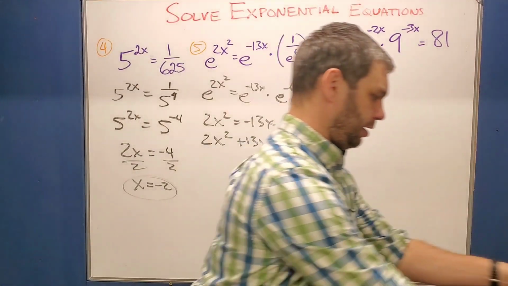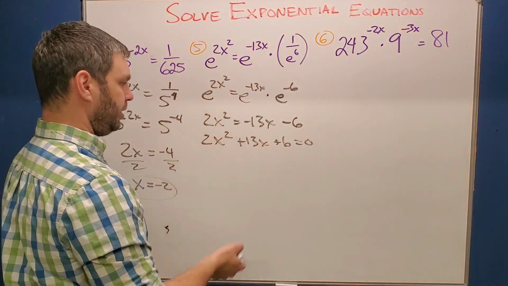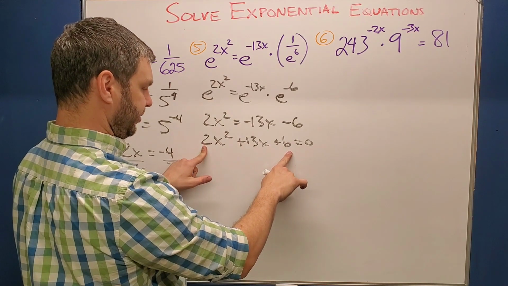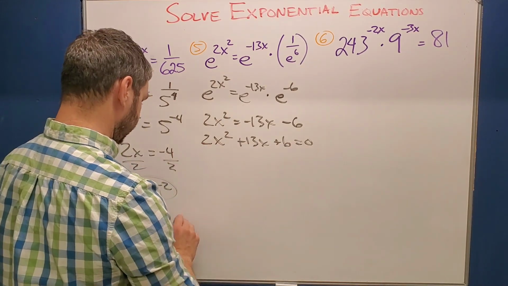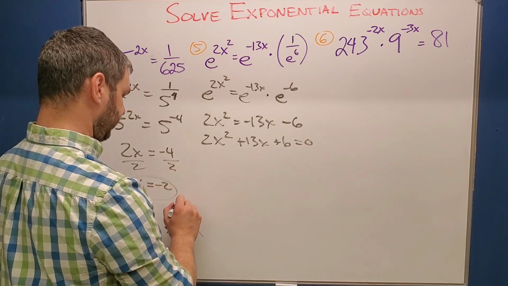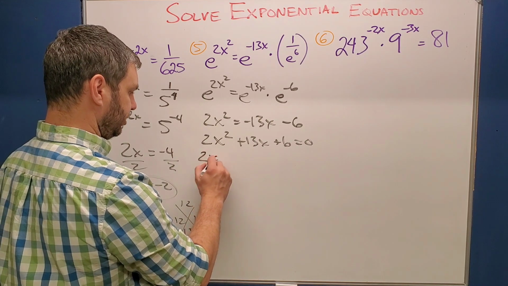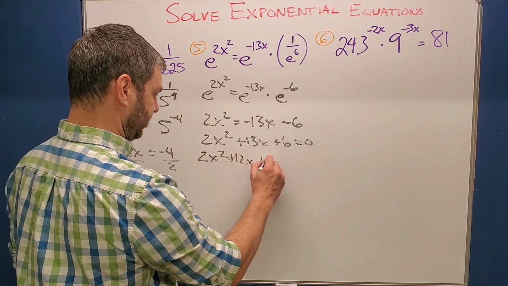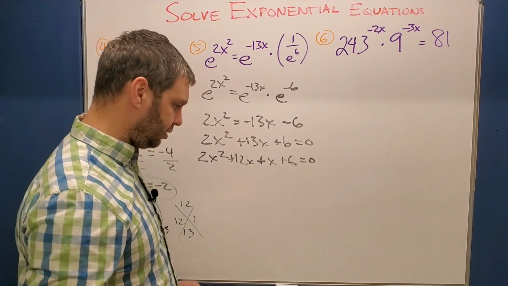Get a better marker here. Try that one. And there we go. And then let's see here. I think I'm going to have to solve by grouping. So that's going to be 12, 13. So I think 12 and 1 are what I'm going to use. So 2x squared plus 12x plus x plus 6. If you forgot how to factor by grouping, I have plenty of videos on those.